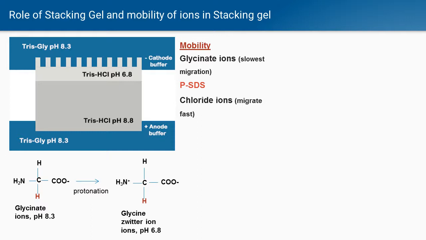Since this is happening, the concentration of glycinate ions is decreasing, therefore their mobility is also decreasing. So glycinate ions in the stacking gel are the slowest moving ions. Chloride ions are negatively charged and will migrate the fastest towards the anode, the positive terminal, and the protein-bound SDS is also negatively charged, but it will get stacked between the glycinate ions, the slowest migrating ions, as well as the fastest moving chloride ions.